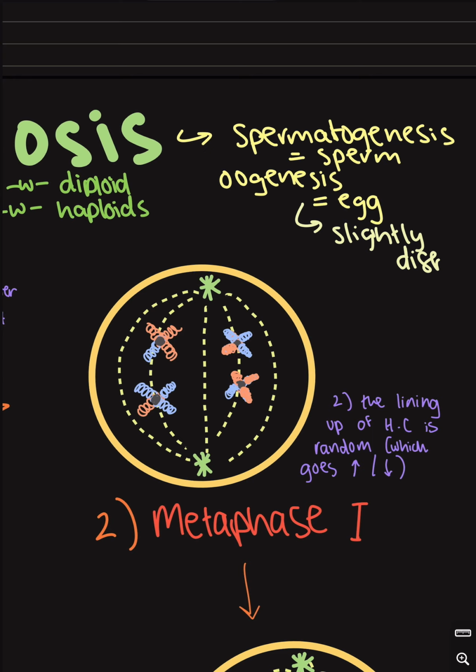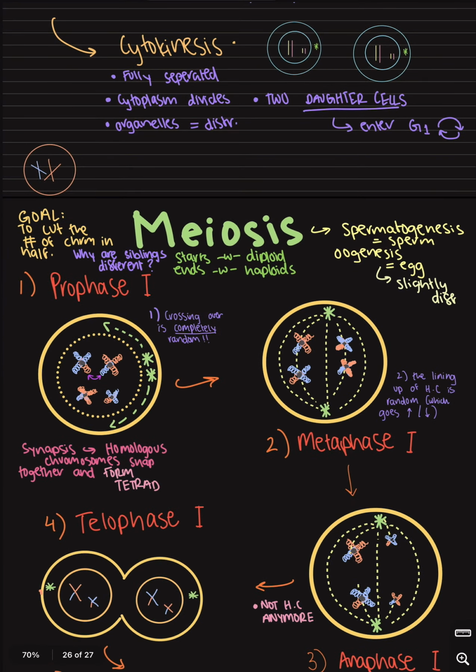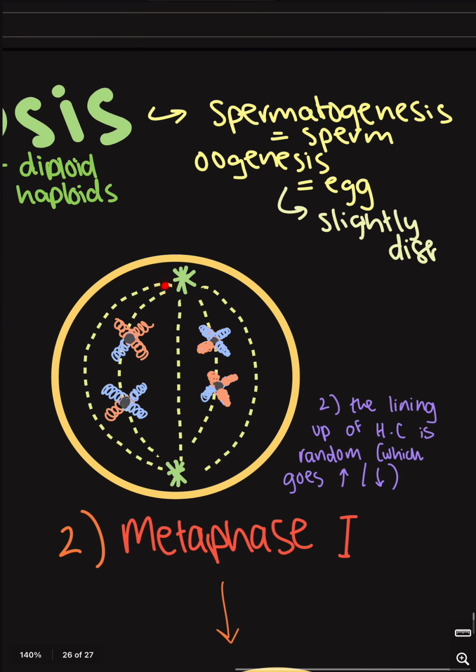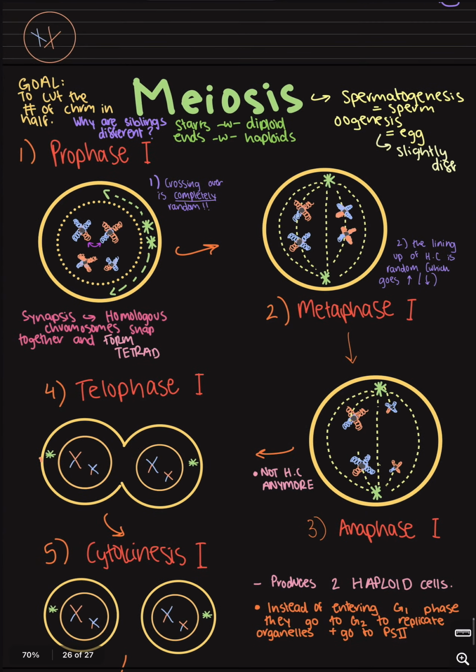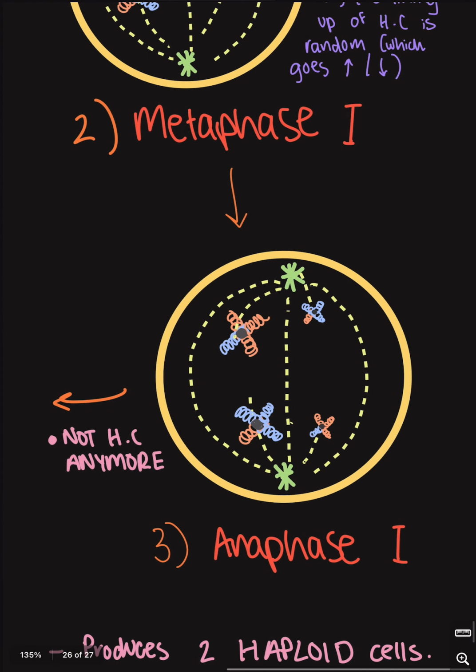So the first reason why you and your sibling look different is crossing over, which is completely random, and now the lining up of the homologous chromosomes during metaphase 1 is also completely random. And then in metaphase 1, we see how the centrioles have radiated spindle fibers, and the spindle fibers attach to the centromeres of our homologous chromosomes. We know this. Third step, anaphase 1.